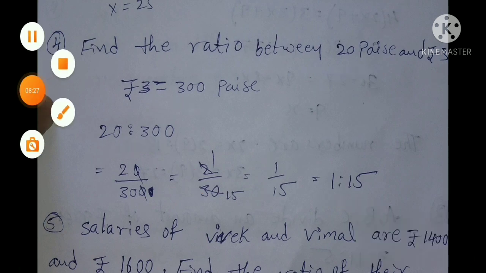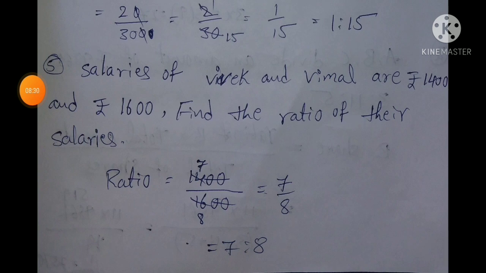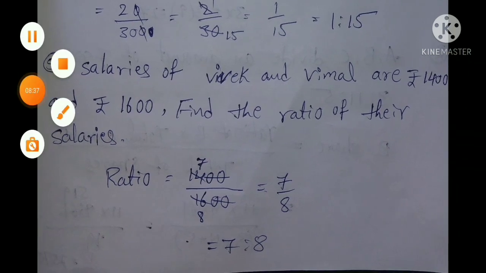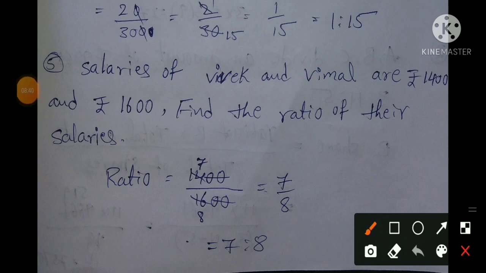Salaries of Vivek and Vimal are 1400 and 1600. Find the ratio of their salaries. Ratio itself we have to write as a fraction, 1400 by 1600, that is nothing but 00 get cancelled, 2 7s are 14, 2 8s are 16. The ratio is 7 by 8 or 7 is to 8.